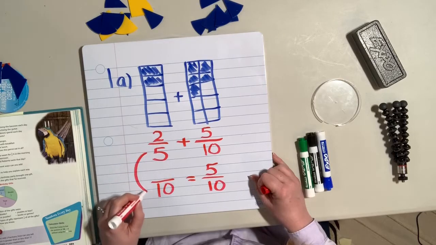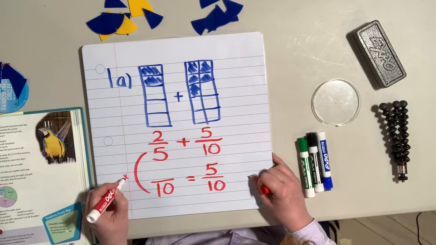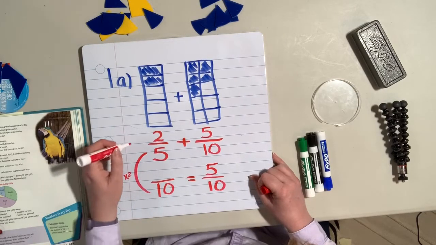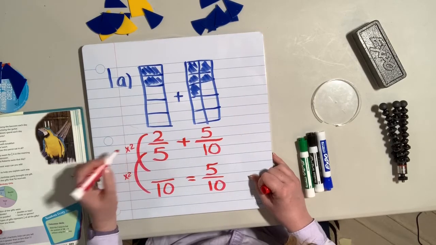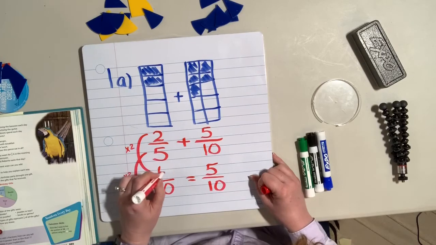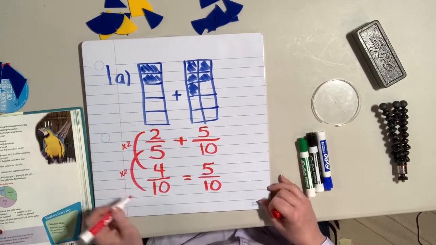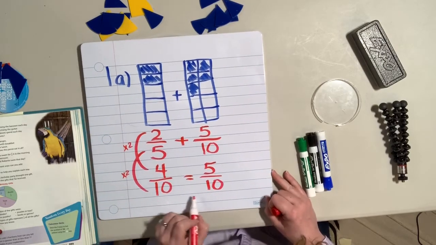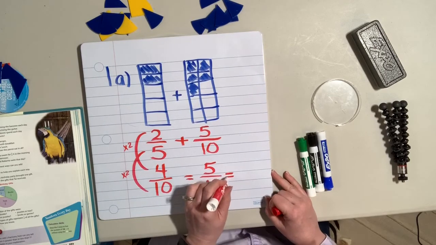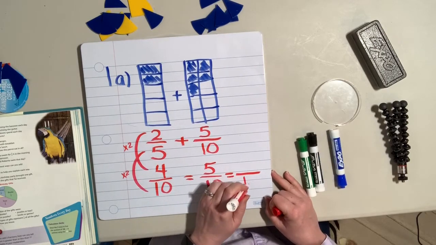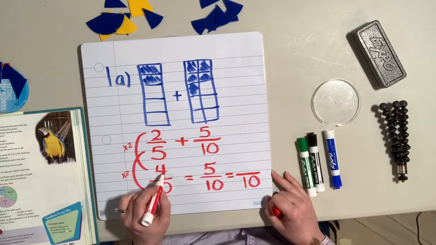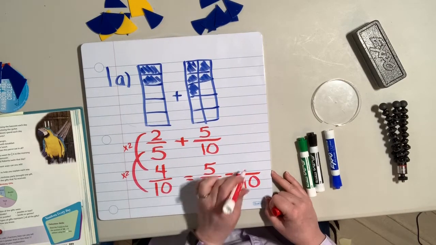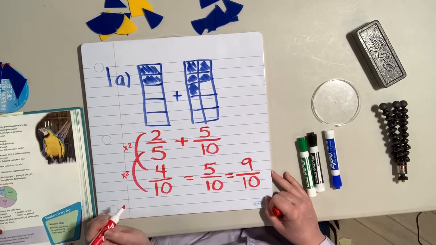What did you do to get from 5 to 10? Times 2. So you need to do the same thing to the numerator, times 2. 2 times 2 is 4. Now when we add, like I mentioned before, we don't add the denominators because the denominator just tells us what it is we're adding, and we are adding 10ths. So now we have 4/10 plus 5/10, and that is 9/10.